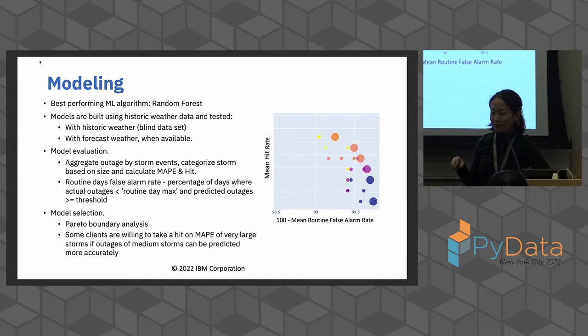And after building this storm profile, we calculate the accuracy, or the hit score, based on that. Another important aspect of accuracy is the false alarm rate. We define false alarm for routine days. Routine days are those days, like 90% of days, where we have blue sky, no alert, no weather event.